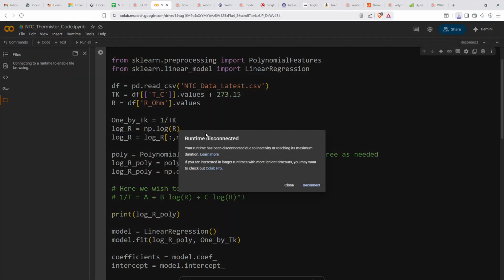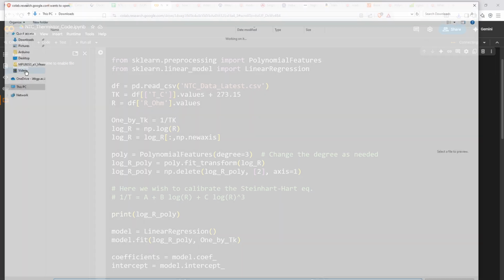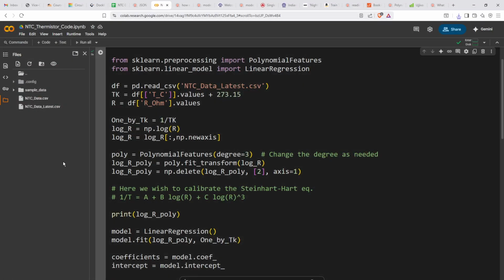Then I have written a Python code where I can upload this data. Alright, I have uploaded this data, and I have written a code where I read the temperature, convert it into Kelvin, read the resistance values, and then try to fit this particular equation.